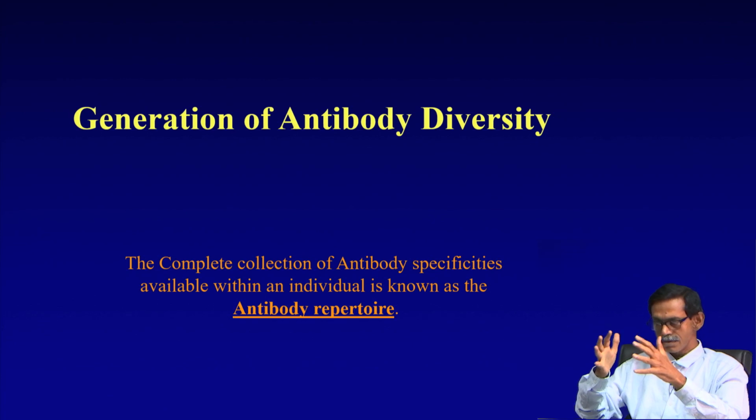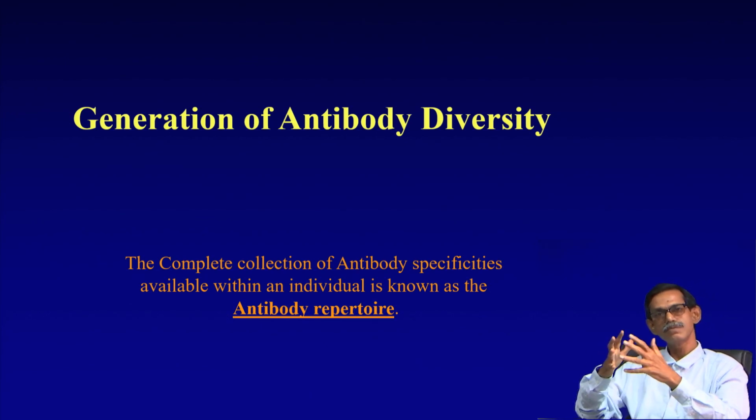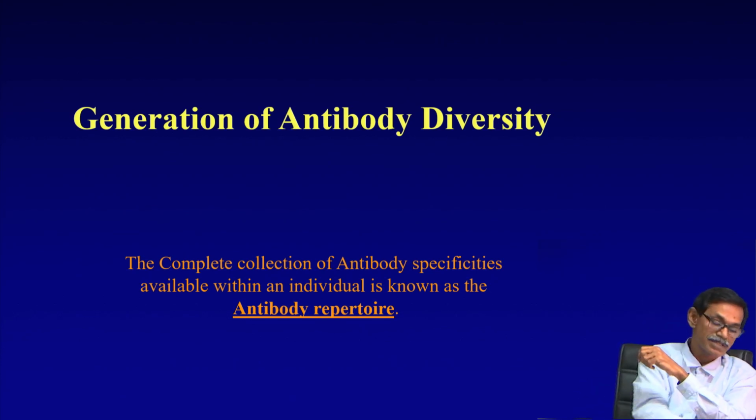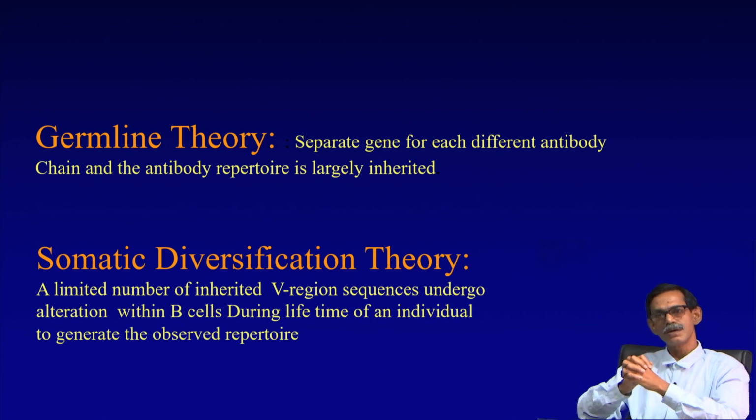But before genetic engineering or recombinant technology was known, or the different techniques were discovered, people used to guess what could be the origin of this diversity, how such different types of receptors are generated. So, two theories were proposed: one is the germline theory, another is the somatic diversification theory.